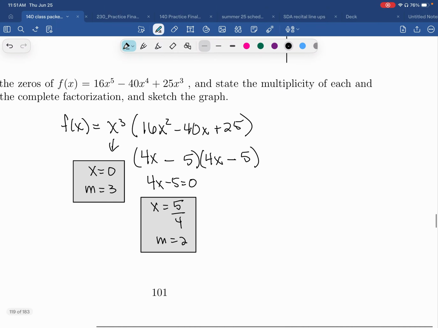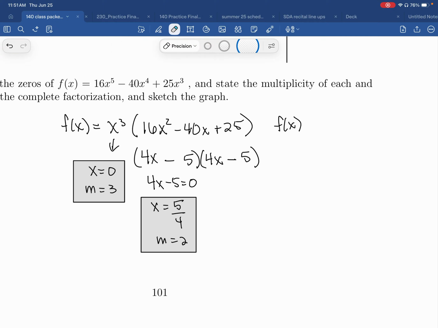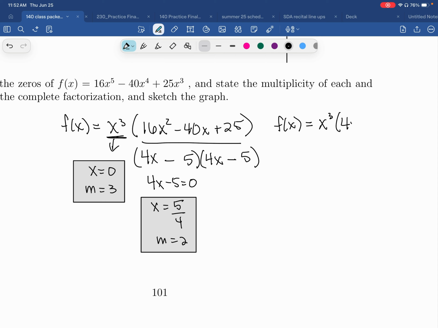Okay, so our complete factorization then is going to involve, now, let's see. When we factored it, there was no number that we pulled to the front, so that means our a is just 1. And so we're taking this part and this factorization here. So that's x cubed times 4x minus 5, and that shows up twice. So that's our complete factorization.